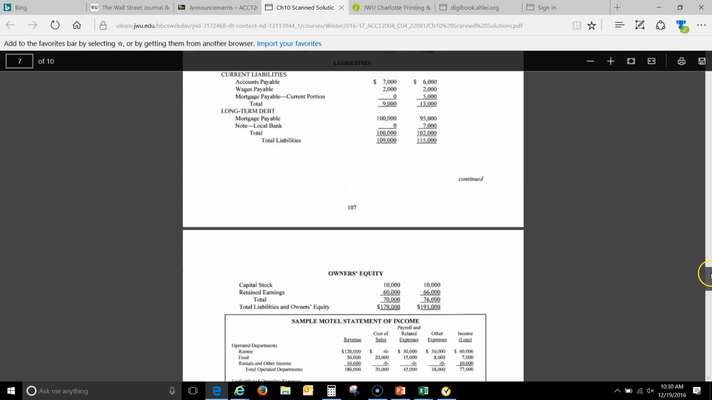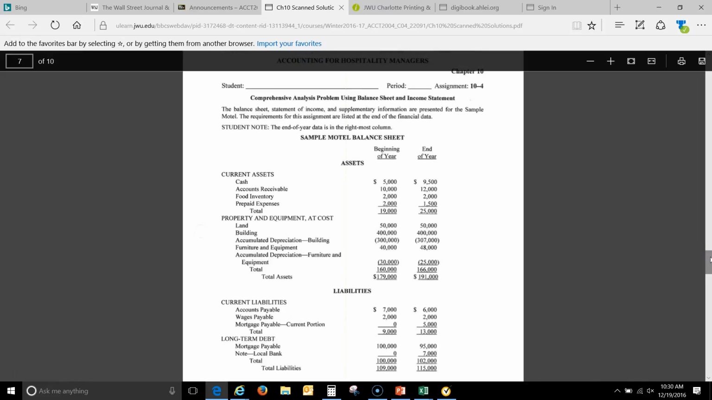So the first ratio that we're going to look at is the current ratio. What's the calculation for current ratio? Current assets over current liabilities. So what financial statement are we going to look at? The balance sheet. Current ratio is current assets over current liabilities, so we're going to look at the balance sheet only.